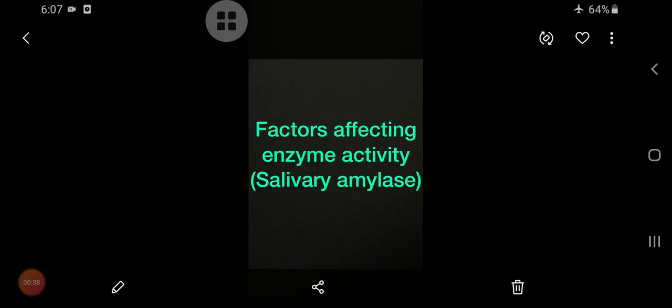We will make 5 test tubes in this video. Test tube 1 will be our standard, with which we will compare our results. In another test tube we will be adding a very concentrated acid. In another test tube we will be adding a very concentrated base, and in another test tube we will be heating the solution, and in one test tube we will not be adding any of these factors. So now let's move on to the video.